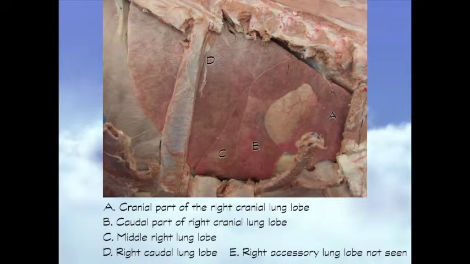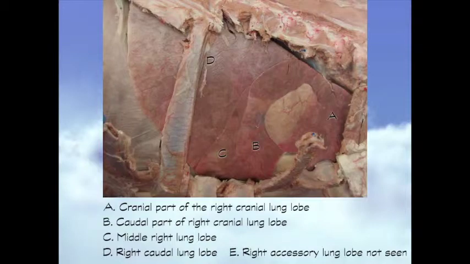Okay, looking at the right side now, we can see that lobulation even more pronounced. So we have a cranial and caudal part of the right cranial lobe. We have a middle lobe, and then we have a caudal lobe. The accessory lobe cannot be seen here as it sits over the heart.